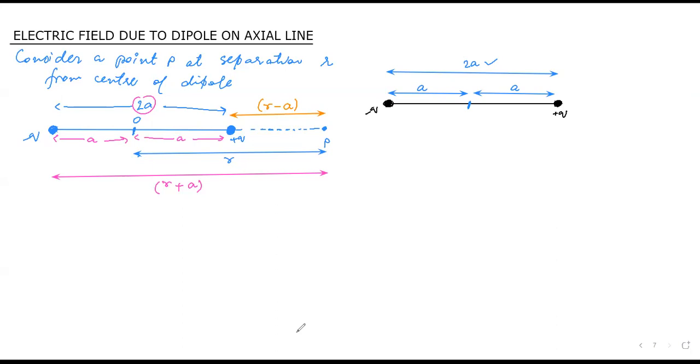Okay. Then we are going to calculate the electric field due to this dipole at point P. And this point P is lying on the axial line of the dipole. This is your axial line.